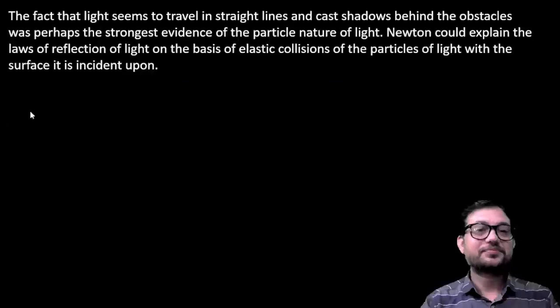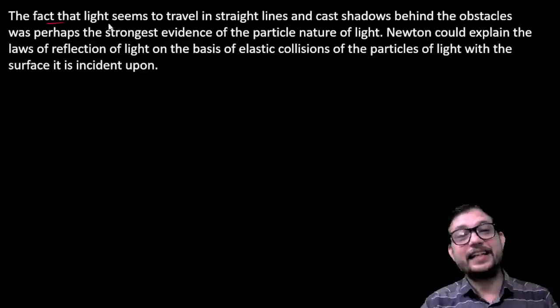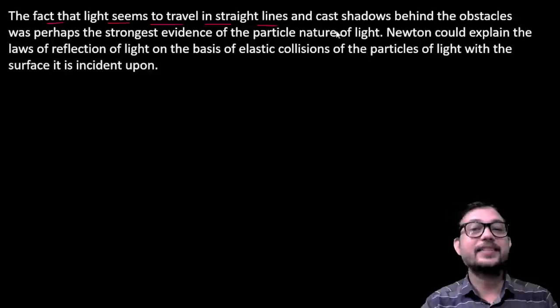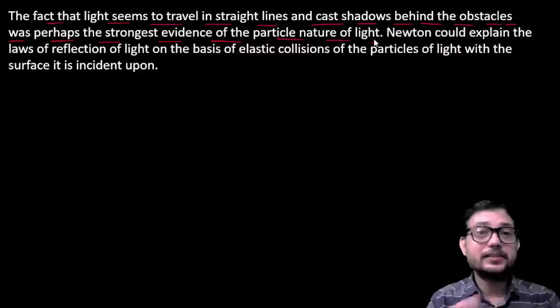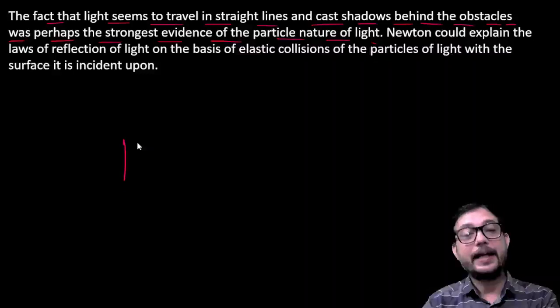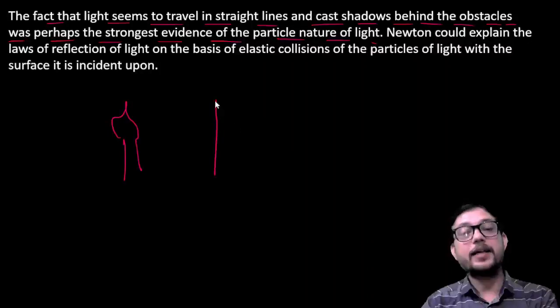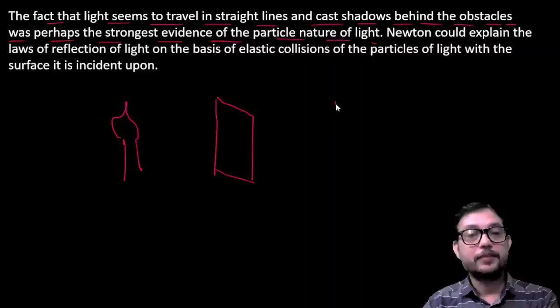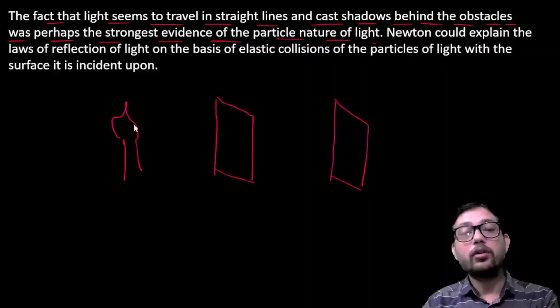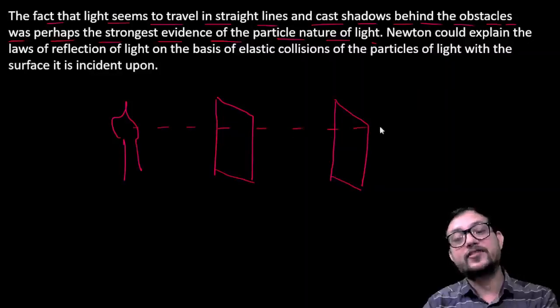Now, the fact that light seems to travel in straight lines and cast shadows behind obstacles was perhaps the strongest evidence of the particle nature of light. What does it mean? Take a candle, let's suppose this is your candle, and we place a cardboard in front of it this way. Another cardboard is there like this. All are on the same axis.